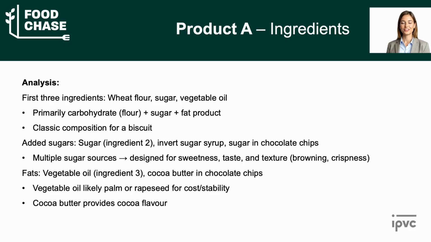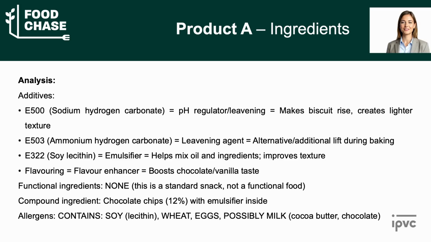Why multiple sources? Invert sugar syrup is hygroscopic. It holds moisture and keeps biscuits from drying out. Different sugar forms serve different purposes. For additives, the raising agents, E500 and E503, are essential. They make the biscuit light and crispy instead of dense. The soy lecithin is an emulsifier. It helps oil mix with the dough and improves texture.